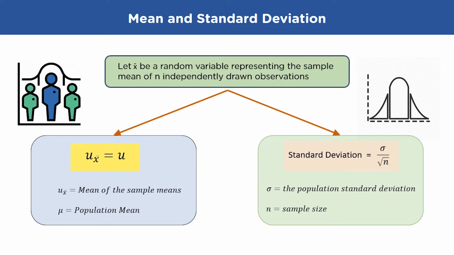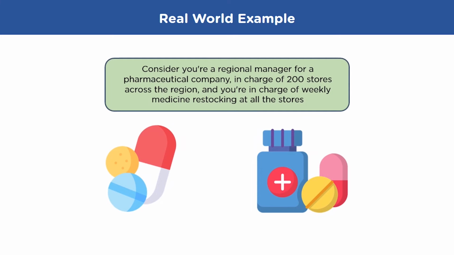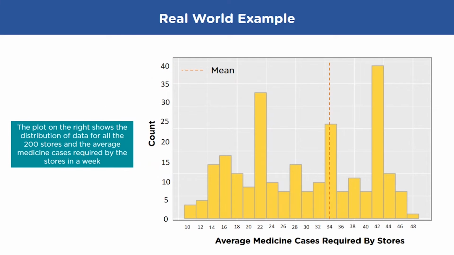Let's understand this more clearly by taking a real world example. Suppose you are a regional manager of a pharmaceutical company in charge of 200 stores across the region, and you are in charge of weekly medicine restocking at all of them. You need to know how many cases to order weekly for each store in order to reduce the amount of inventory that expires. The plot on the right hand side shows the distribution of all the 200 stores and the average medicine cases required by each of the stores in a week. The red line represents the average cases required, which is equal to 34.